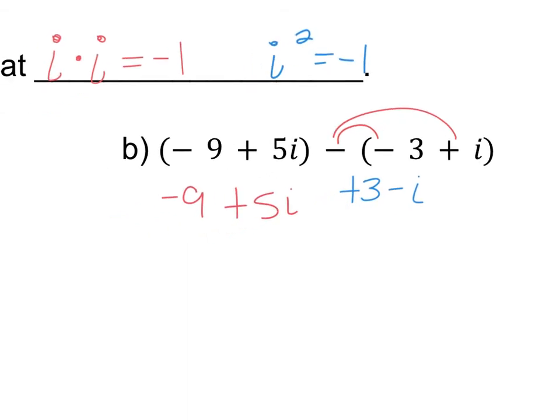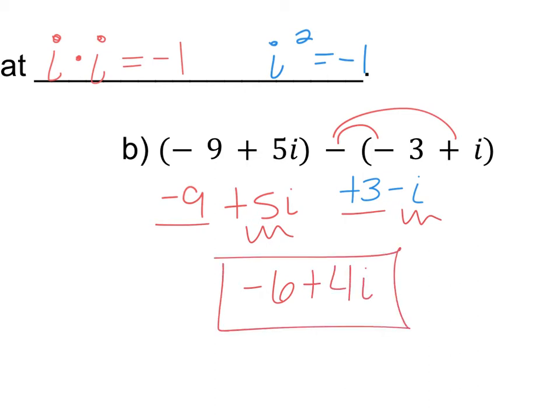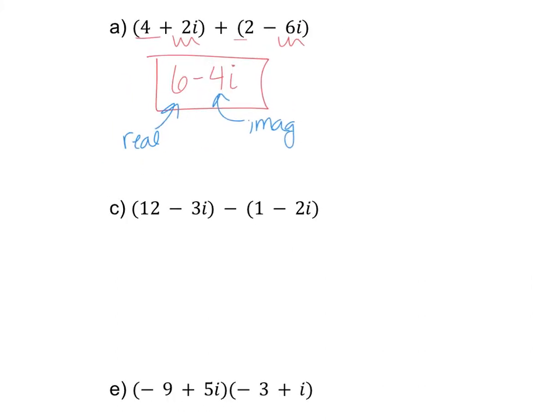Okay, now we're just ready to combine your like terms. So negative 9 plus 3 would give me negative 6. Positive 5i minus i would give me positive 4i. And you cannot combine real and imaginaries, so that's it.